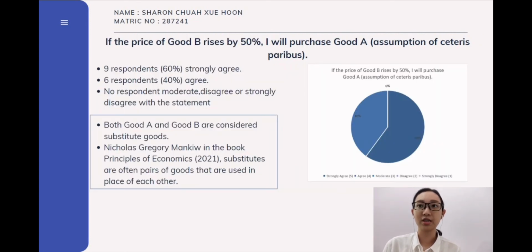Moving on to the third assumption, which stated, if the price of good B rises by 50%, I will purchase good A. 60% of the respondents strongly agree and 40% agree with the assumption above. This is because both good A and good B are considered substitute goods. According to Nicholas Gregory Mankiw in the book Principles of Economics 2021, substitutes are often pairs of goods that are used in place of each other.